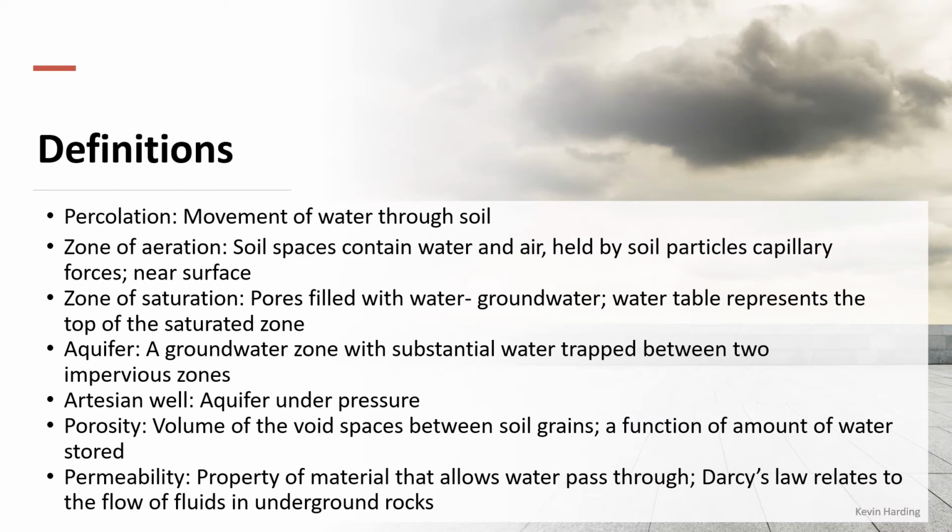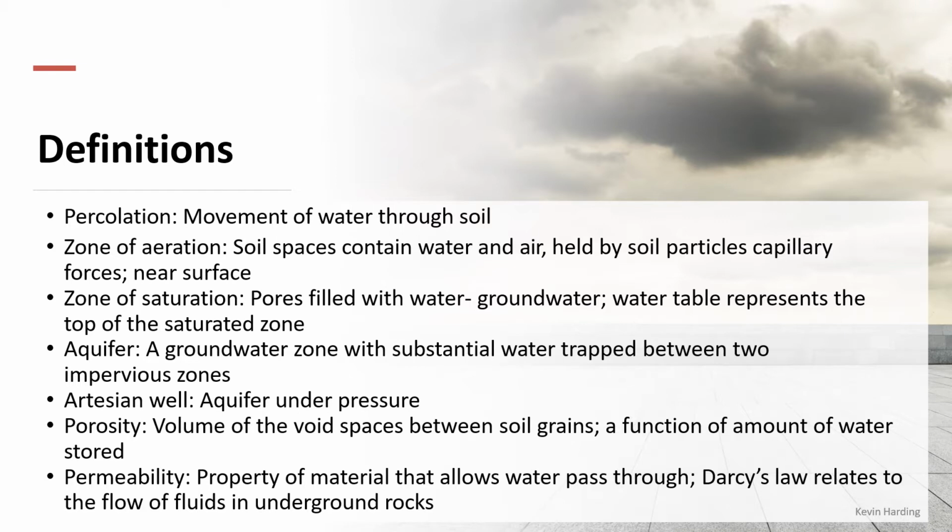Before we get into that, just some definitions, and I think we should add these onto our list of definitions that's starting to grow under the first module on the Ulwazi page. So basically we have percolation, which is movement of water through the soil. The zone of aeration is the soil where the spaces contain water and air. Saturation, the pores no longer contain any air, it's simply groundwater. An aquifer is a groundwater zone with substantial water trapped between two zones, and we'll get to a picture of that now. An artesian well is an aquifer, so it's that point above, but it's under pressure.